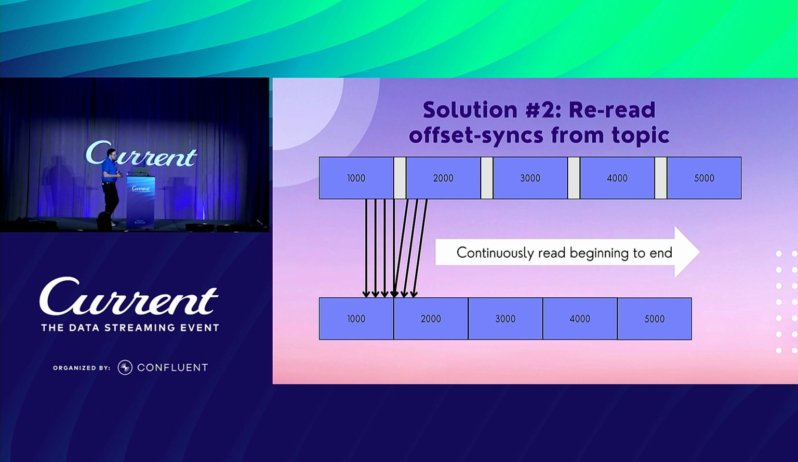And based on the way that consumers work, they're very well optimized for linearly reading blocks of data. So we can use a strategy where we don't load all of the data into memory, but we have a consumer that's continuously reading beginning to end. And as a block of offset syncs comes into memory, you can use it to do offset translation, and then throw it away immediately afterwards, knowing that eventually you'll read it back from the topic.